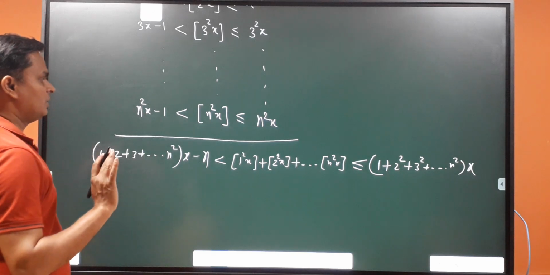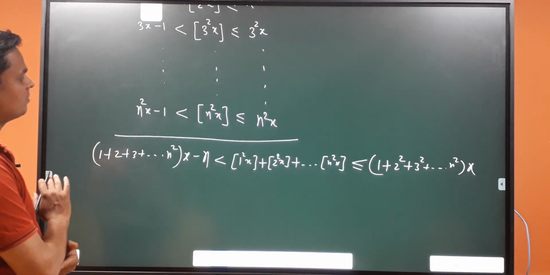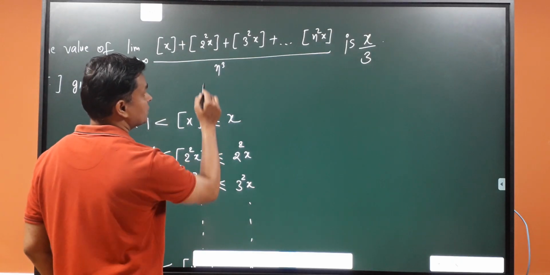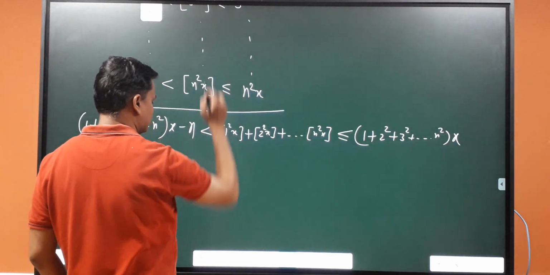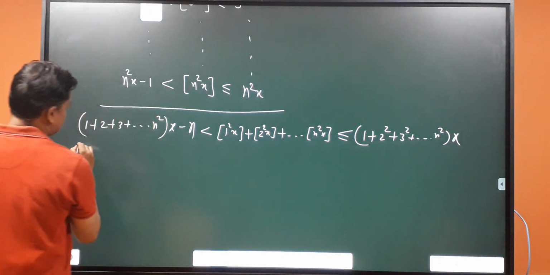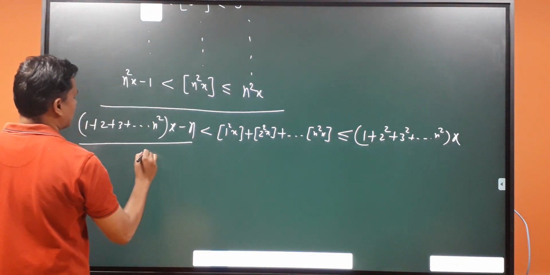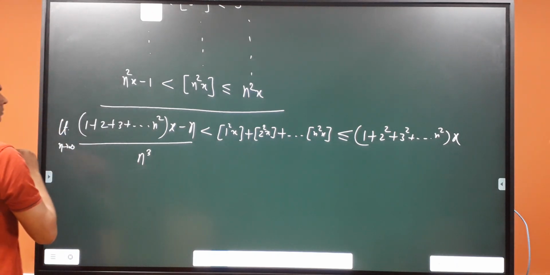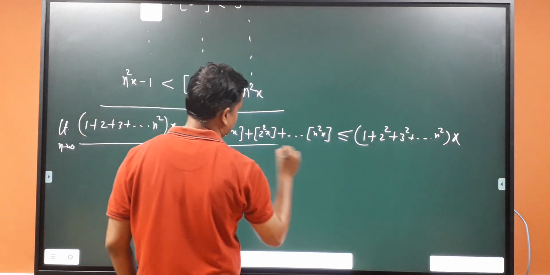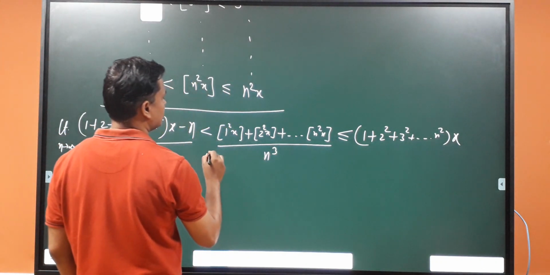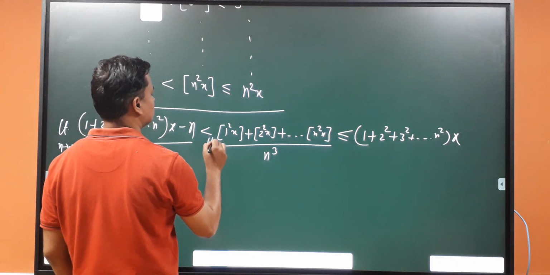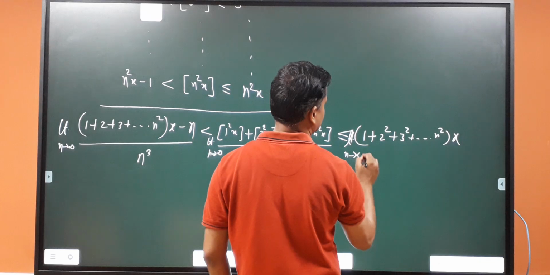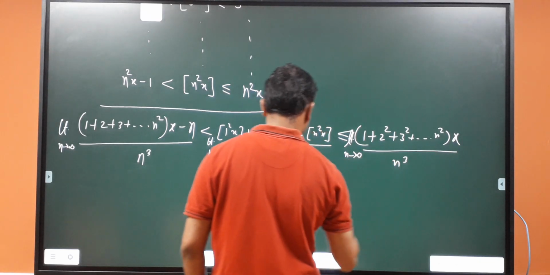This term we get. Now I have to divide it by n cube. Why do I need to divide it by n cube? Because in the question it was n cube in the denominator. So I will divide both sides by n cube and take the limit as n tends to infinity. Here also I will divide by n cube and take n tends to infinity. Here also the same thing, divide by n cube.